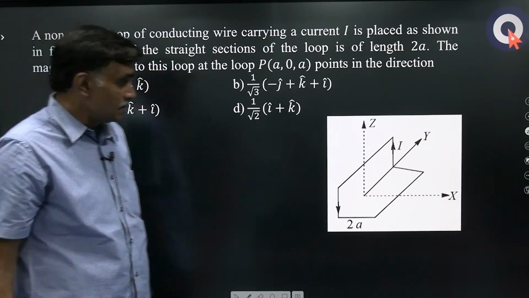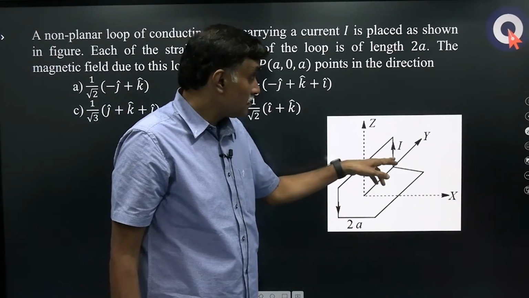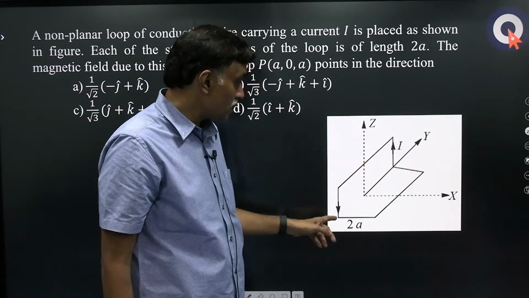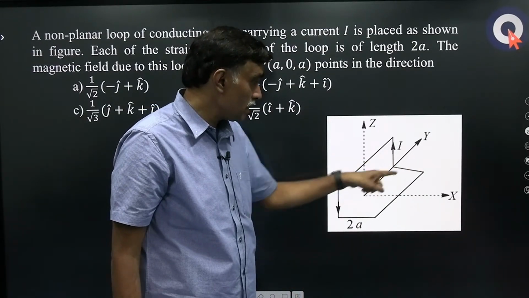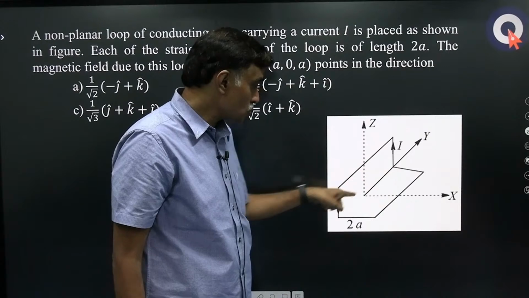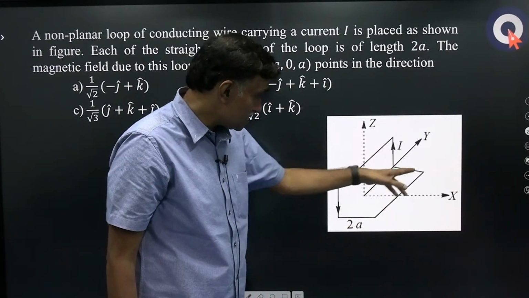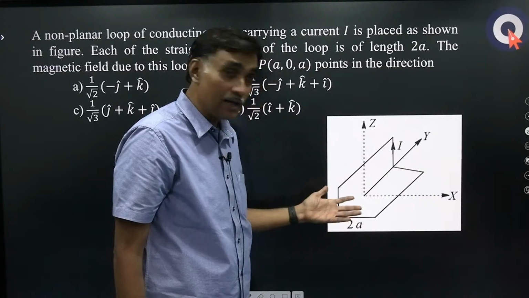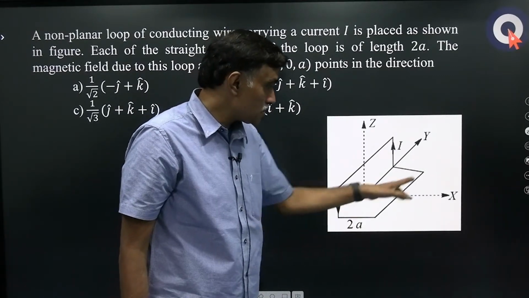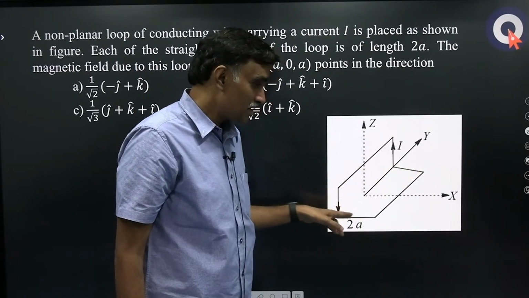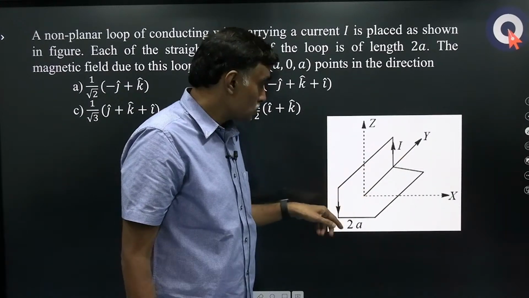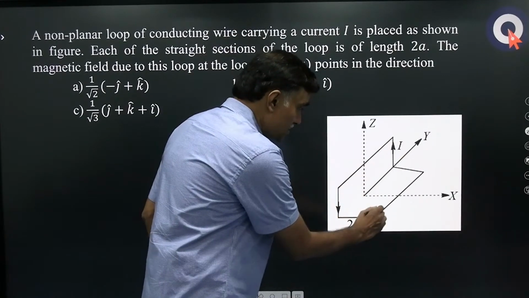Now if I see, each of the straight sections has a length 2a. So if this is 2a, this is also 2a, this is also 2a, then this is also 2a. Even though in the figure it is not looking like that, this is looking bigger. But if I take everything as 2a, then this is a square frame element. So there is a current here like this.